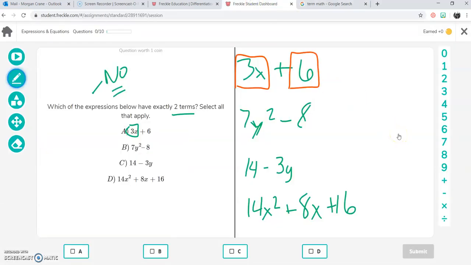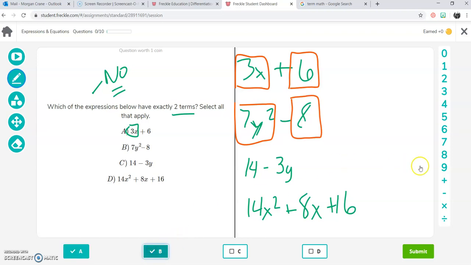So 3x plus 6 has 2. The plus, minus, divide, multiply signs don't matter. So A will work. Alright, let's look at B. B has 7y squared minus 8. Those are two separate terms in that expression, so B will also work. And this one is flipped, but that's okay. 14 is its own term, and 3y is its own term. They are separate. They are just put together with that minus sign, so that works.